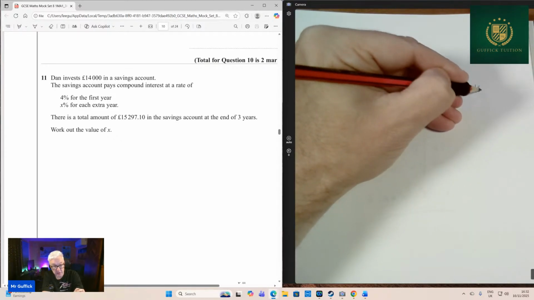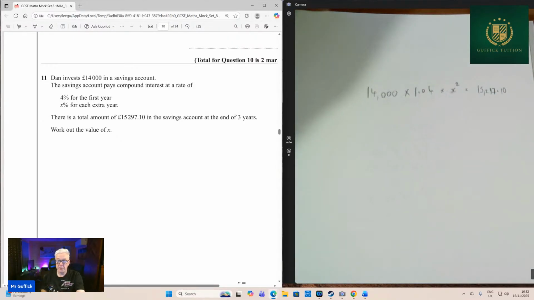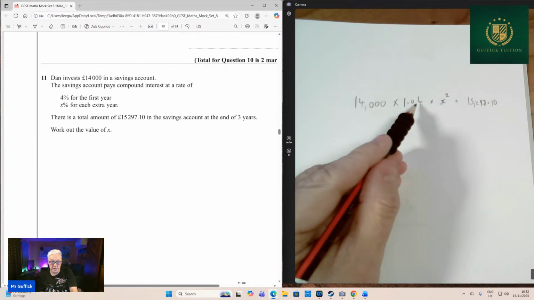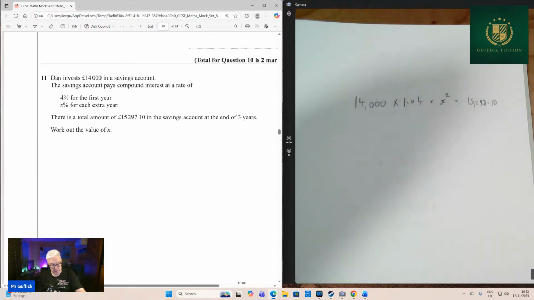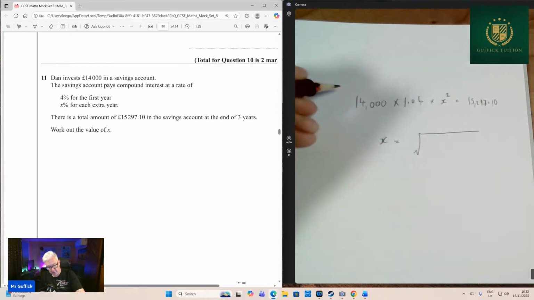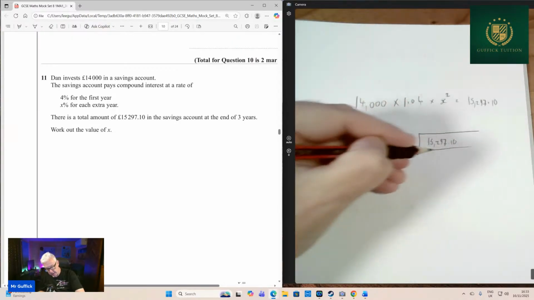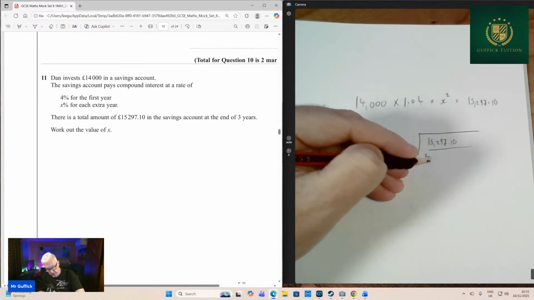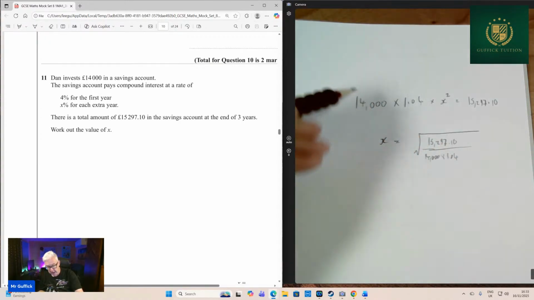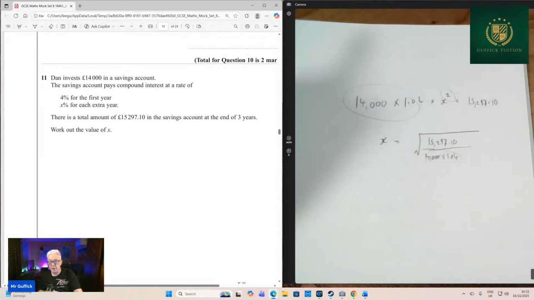So there is now £15,297.10 in there. So in order to work out what our X is, we need to divide by 14,000 times 1.04 and then square root. So what we're going to say is that X is equal to the square root of £15,297.10 divided by 14,000 times by 1.04. So all I've done there is divide by this, and then square root to get rid of the squared.